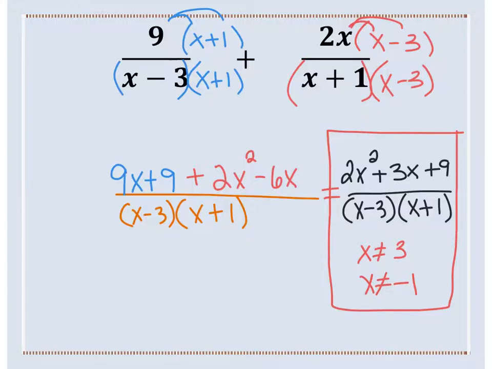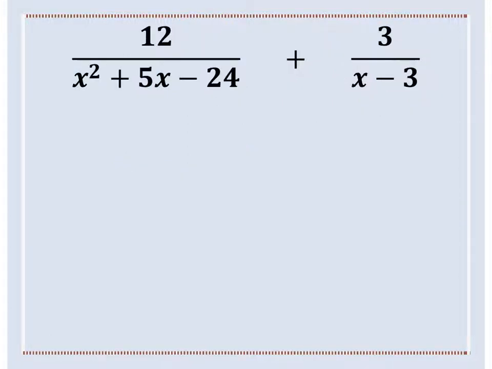We have one more question to complete. Now, I have a trinomial on my left side. I need to see if it's factorable. And A is 1. So we're looking at factors of A times C, but they have to add up to 5. So which two numbers multiply to negative 24, but add to 5?